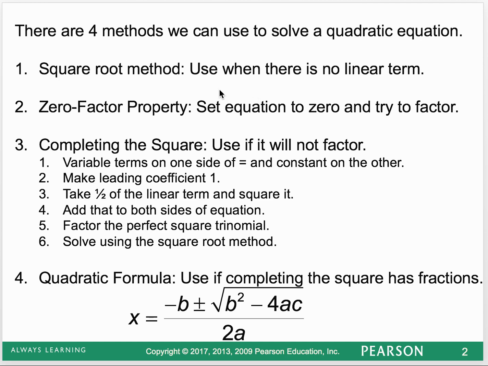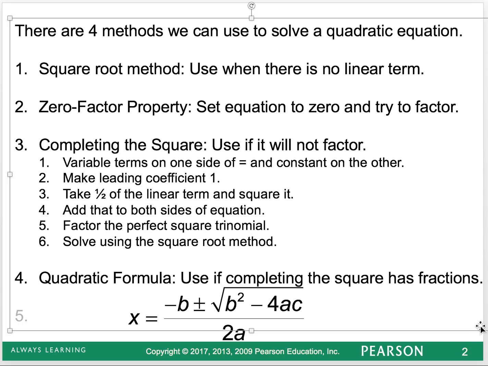If it won't factor, then you should try completing the square. If completing the square gives fractions, which makes it a little bit difficult, then last, you should use the quadratic formula. The problem with the quadratic formula is people say, oh, I've got a formula, I'm just going to plug into the formula and use it, which you can, but over half the time, it makes your work a lot more difficult. It's best to use as a last resort. So let's try some examples of these.